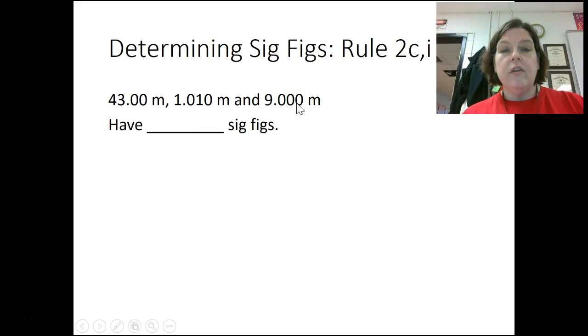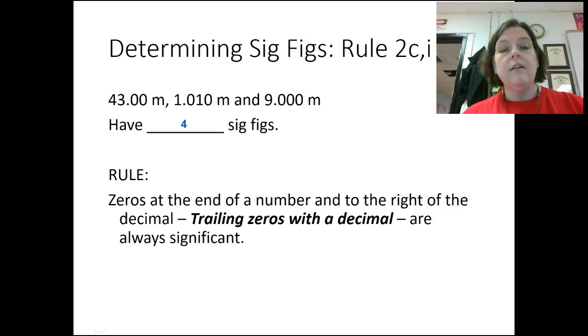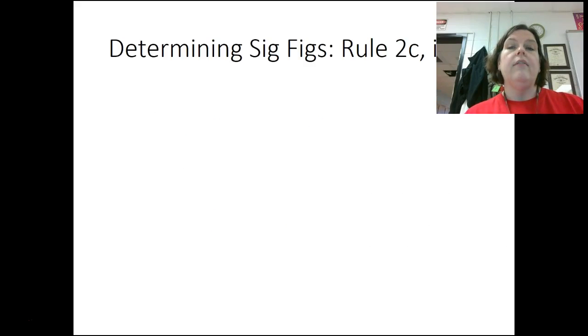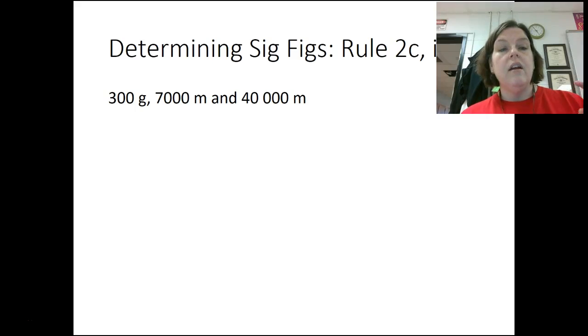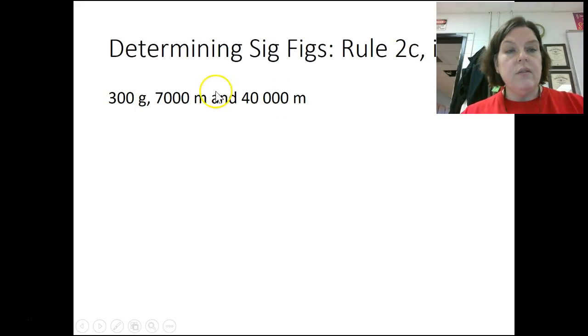So how many significant figures do we have? In all, we have 4 significant figures. The rule is zeros at the end of a number and to the right of a decimal, trailing zeros with a decimal, are always significant, always. Okay, the next rule with trailing zeros, 2C, is that anything that does not have a decimal point, the trailing zeros don't count. So do you see a decimal point anywhere in here?